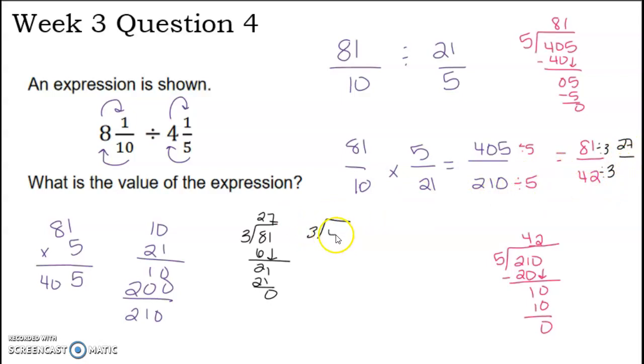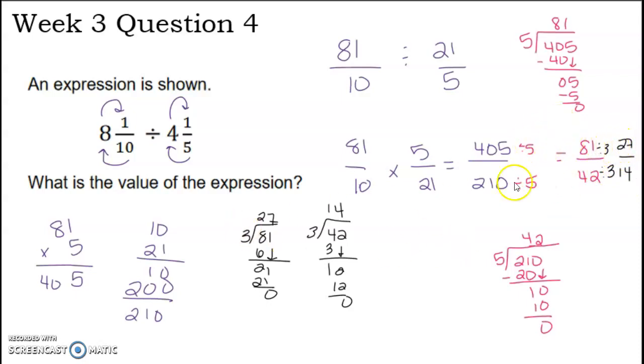3 into 42. 3 goes into 4 one time, which is 3. Bring down the 2, making 12. 3 goes into 12 4 times, which is 12. So 27 over 14 is, I think, the simplest it can go. If you want a mixed number, 14 goes into 27 one time with 13 left over.